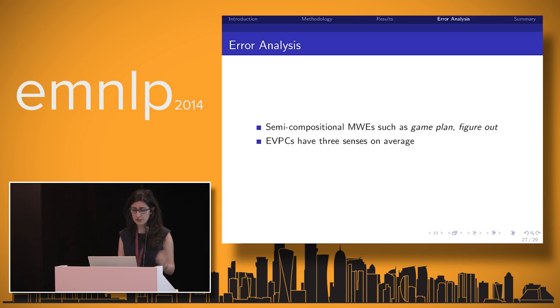And also, we had problems with verb particle constructions, because on average, they have 3 senses, and it's hard to decide which one is better to use or not to use.